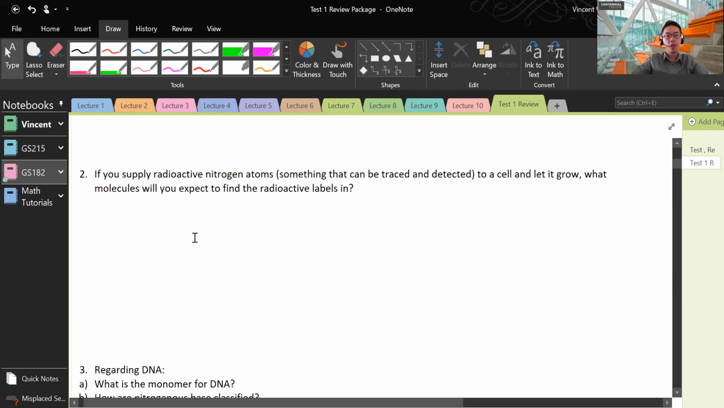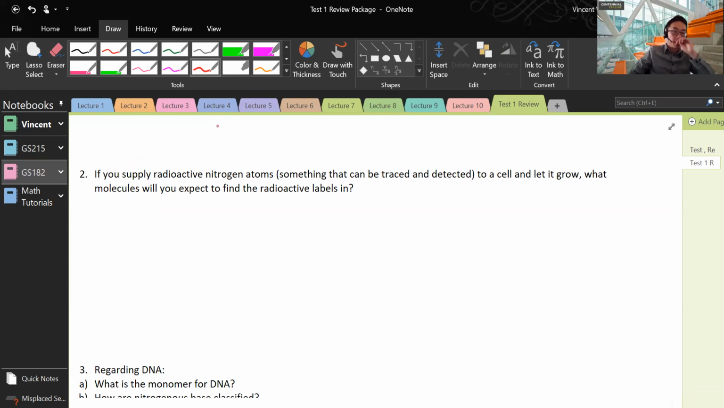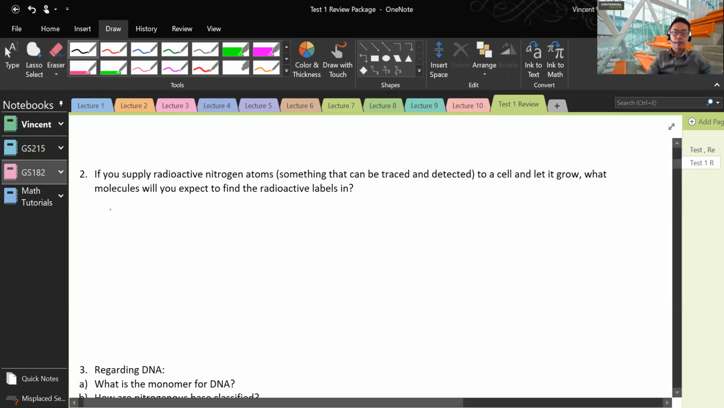Next one: if you supply radioactive nitrogen atoms, something that can be traced and detected, to a cell and let it grow, what molecules will you expect to find the radioactive labels in? In other words, where will all these nitrogen go within the cell? This question is about macromolecules, of course. So let's write down the macromolecules.